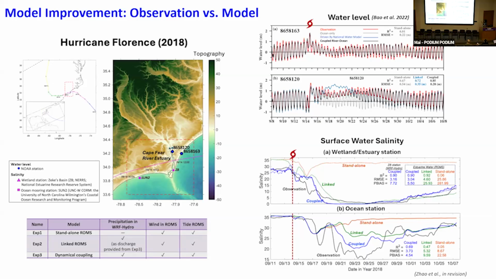On the right-hand side, I'm showing the observation and the model comparison. The top two panels are the simulation for the water level that's used to investigate the compound flooding induced by these extreme events. And the bottom panel shows the result for the salinity in the estuary and in the coastal ocean. So overall, for the water level and salinity, our dynamic model improved the simulation during these extreme events along this land-ocean continuum.